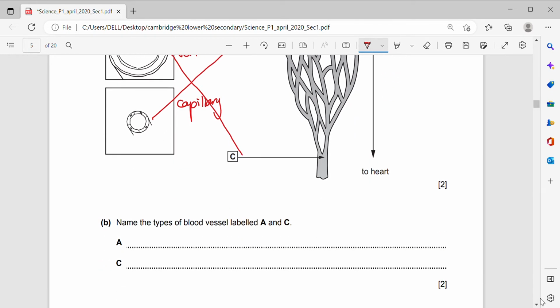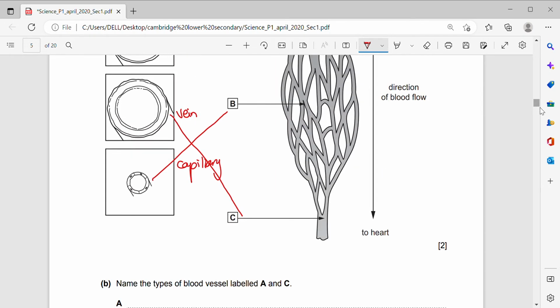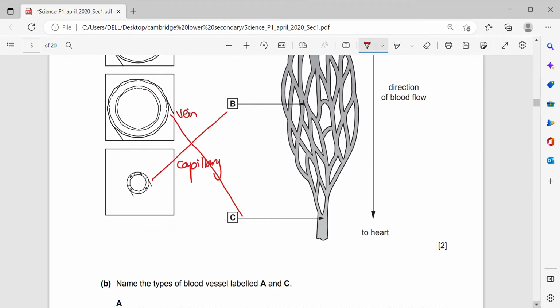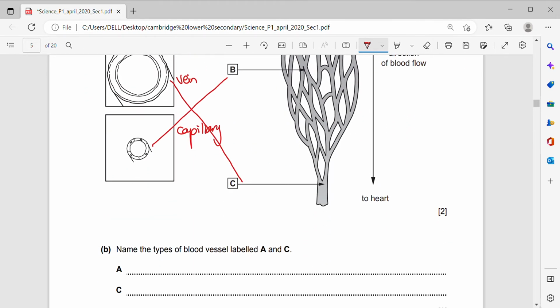Name the types of blood vessels labeled A and C. A is the artery and C is the vein. So A is the artery and C is the vein.